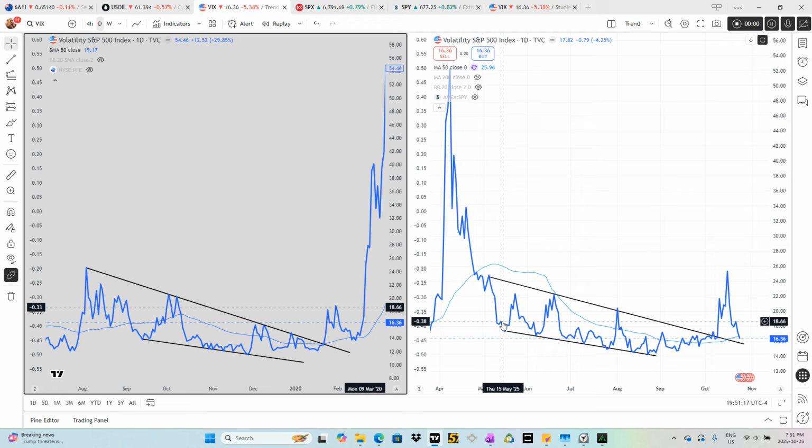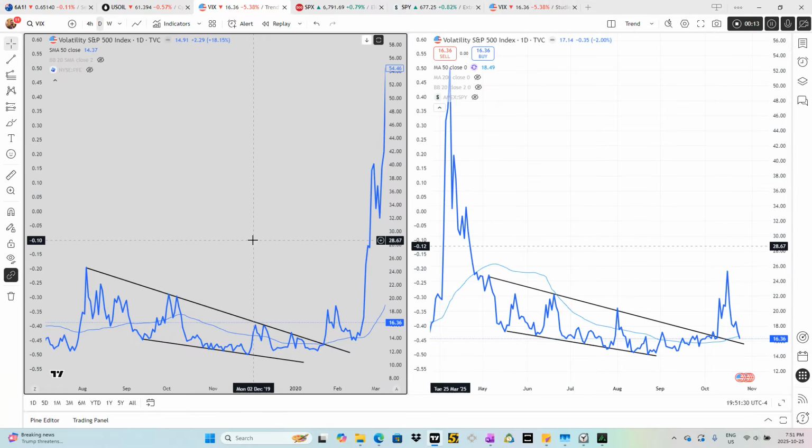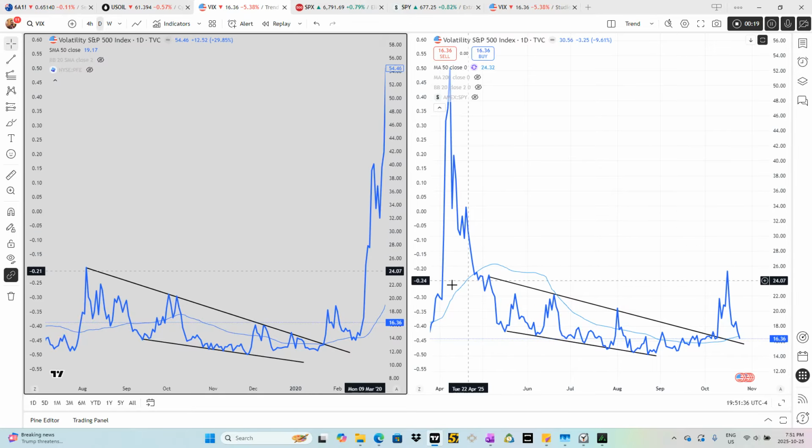Hello, traders. I'm going to take a look at VIX today, and what I see right now is a fractal from 2020, and that doesn't really look good. So basically, what you see is 2020 on your left, and 2019, and current prices today.